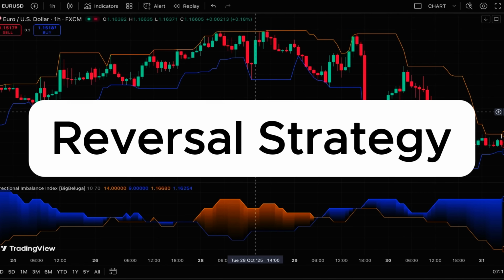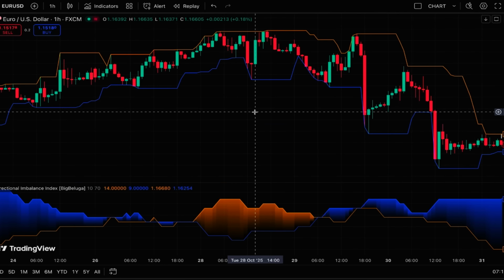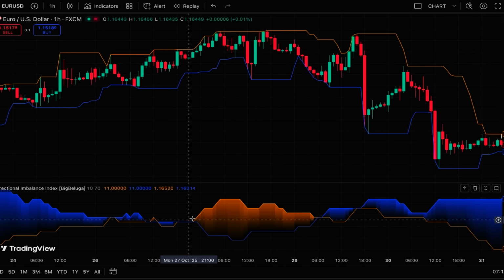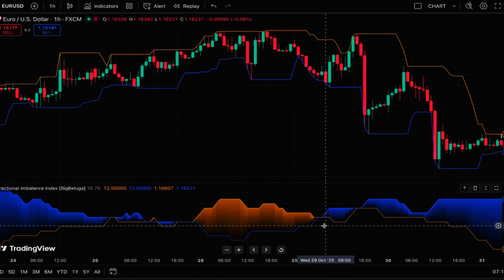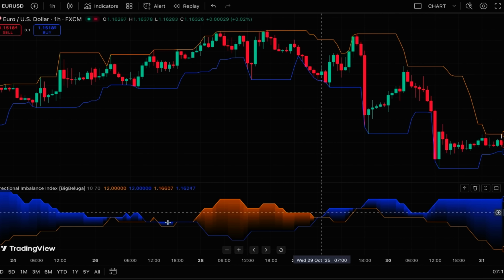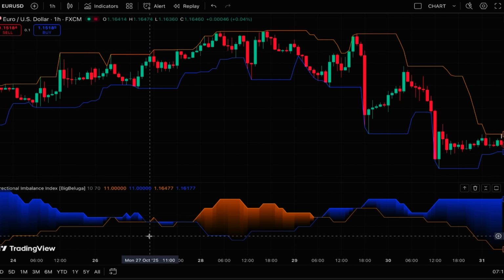Alright, let's begin with the first trading strategy, which is a reversal strategy. As I explained earlier, the crossovers of the orange line and the blue line can be a signal for a reversal and starting of a new trend, but we need more confirmation for taking higher probability signals, because if you trade only based on these crossover signals, you can encounter many false signals.